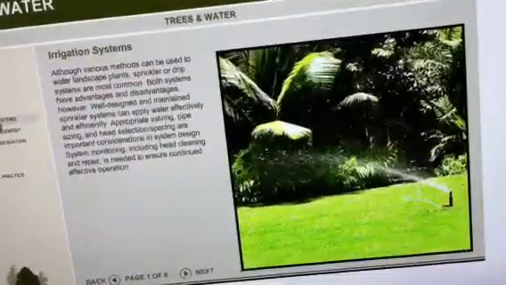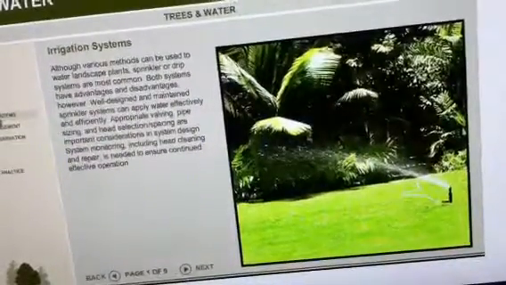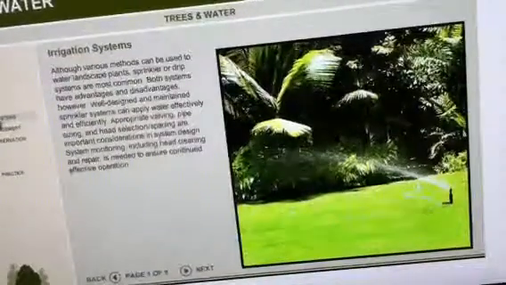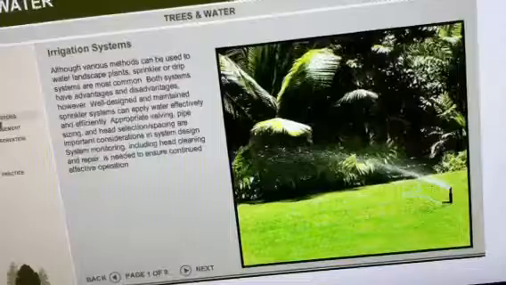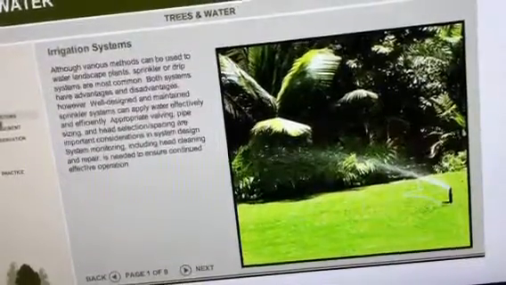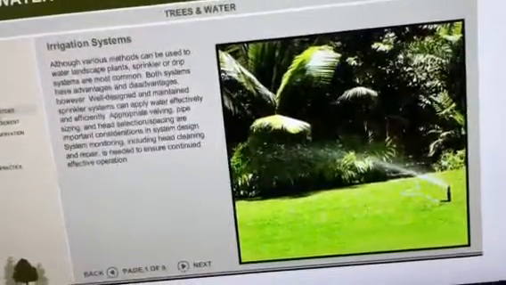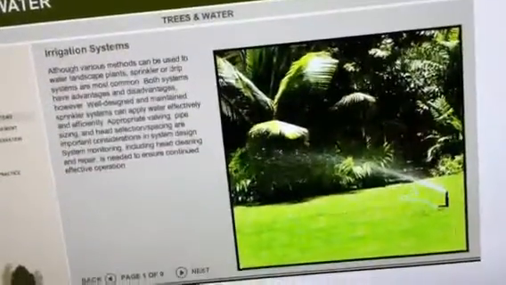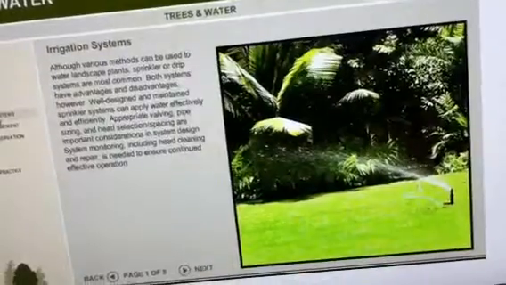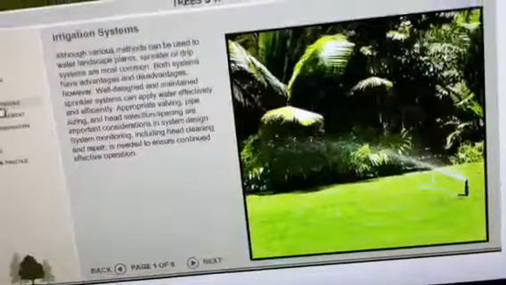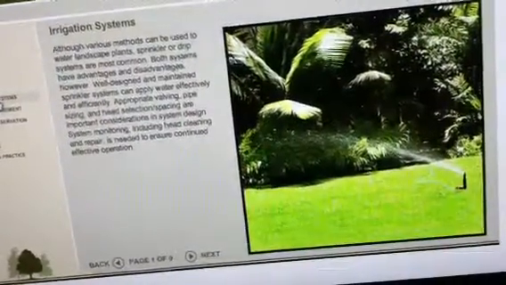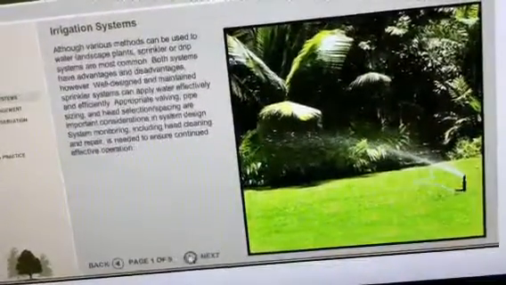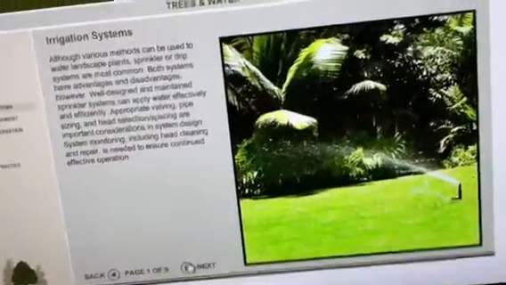Although various methods can be used to water landscape plants, sprinkler or drip systems are most common. Both systems have advantages and disadvantages, however. Well-designed and maintained sprinkler systems can apply water effectively and efficiently. Appropriate valving, pipe sizing, and head selection and spacing are important considerations in system design. System monitoring, including head cleaning and repair, is needed to ensure continued effective operation.